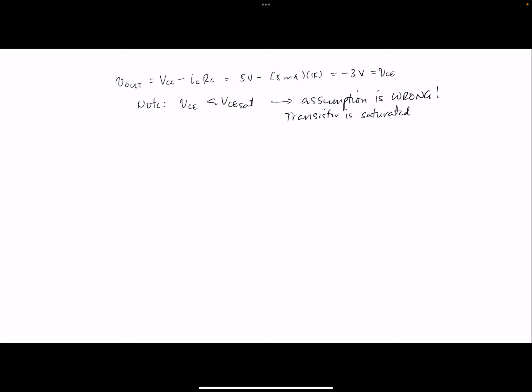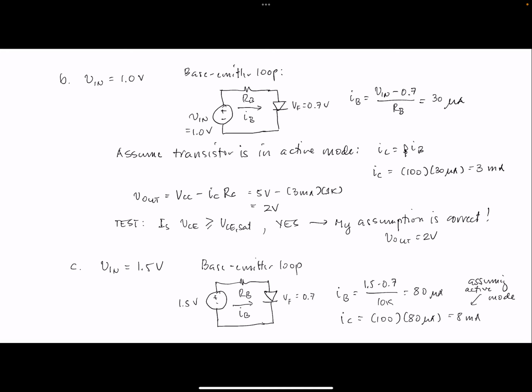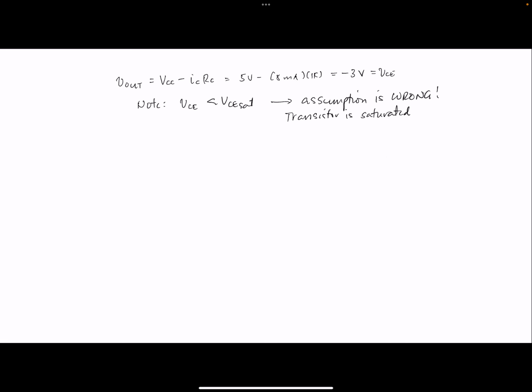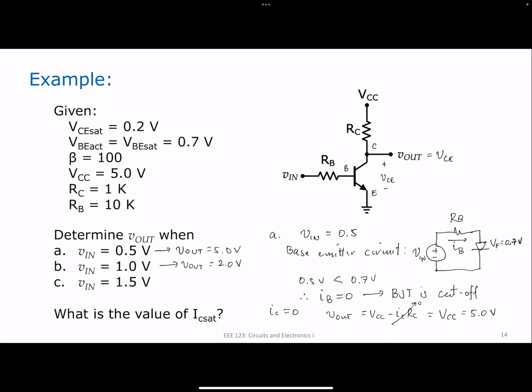If my transistor is saturated, I now apply the saturated model. In my saturated model, VCE should be equal to VCE SAT, no? Which is equal to 0.2 volts, which is equal to V out. No? So here, V out should be equal to 0.2 volts.